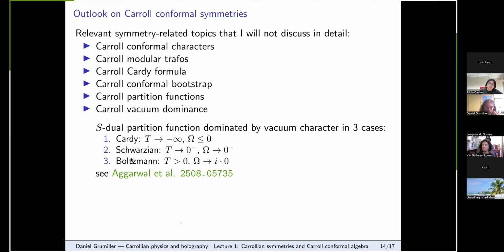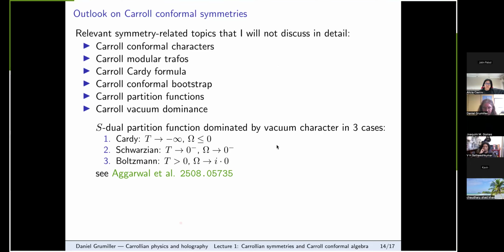And then there's a third sector, which we call the Boltzmann sector because it's the only sector where the temperature is actually positive, like for any decent Boltzmann ensemble. So in that case, the temperature is positive, but the angular potential has to take a weird limit. It has to go to i times 0. In the previous cases, the angular potential was real and temperature as well. Here, temperature is also real, but the angular potential has to be purely imaginary. Now, there's a very detailed discussion of this in this paper here.